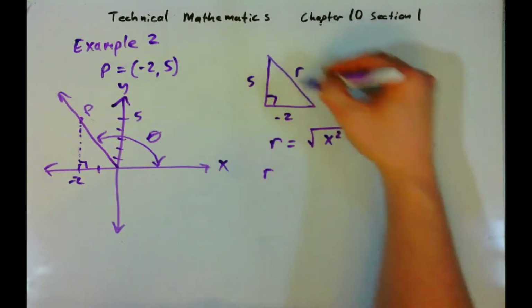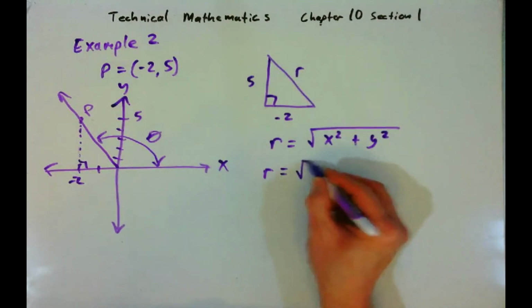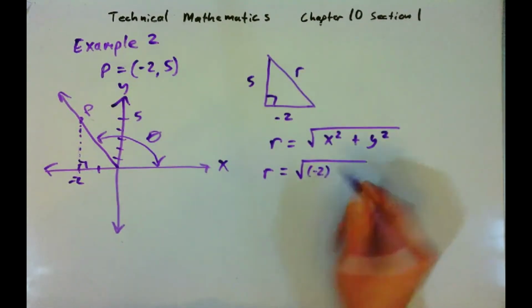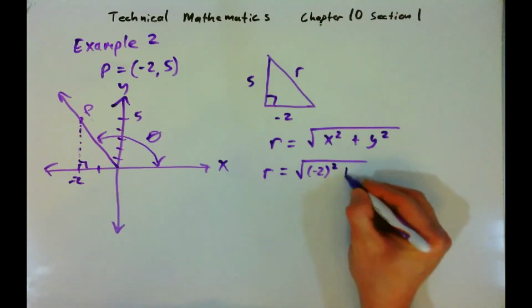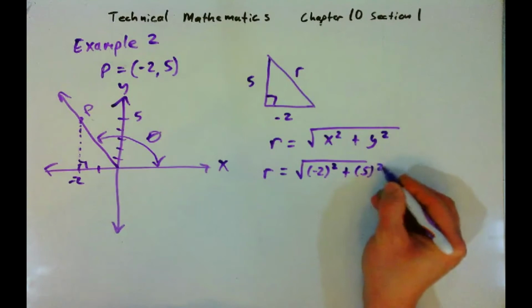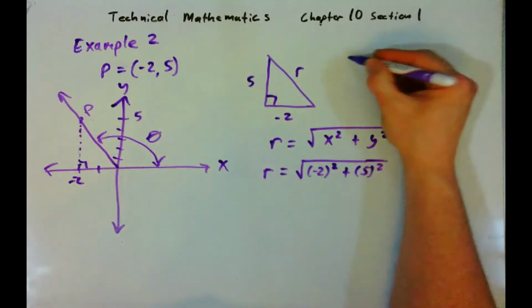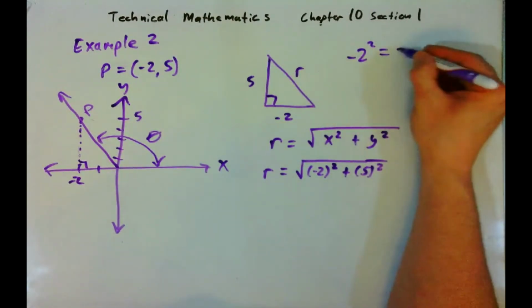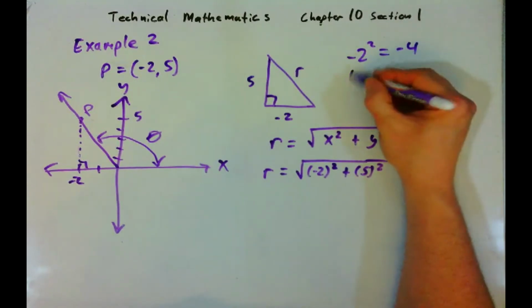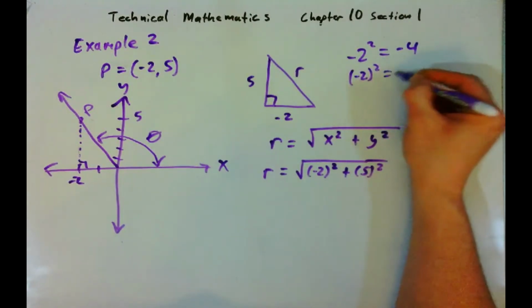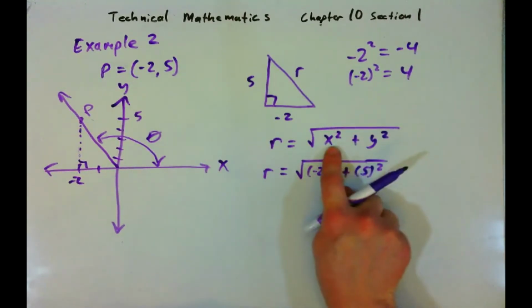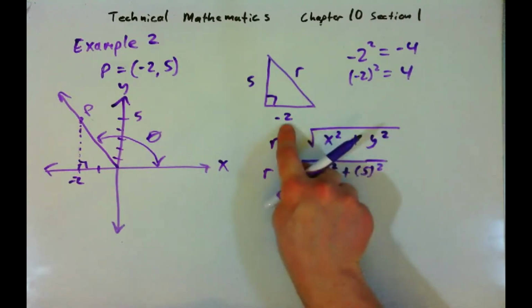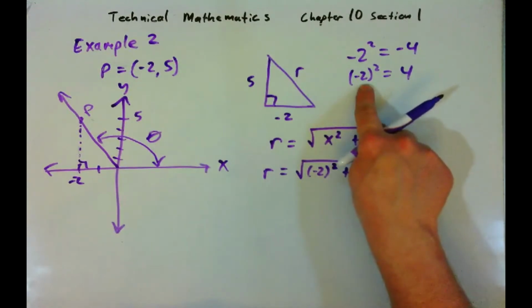And so if we want to find the length of the hypotenuse formed by this triangle, we will take the square root of, in parentheses, which is very important, this has to be in parentheses, negative 2 squared plus 5 squared. This has to be in parentheses because negative 2 squared without parentheses is negative 4, whereas negative 2 in parentheses squared is positive 4.